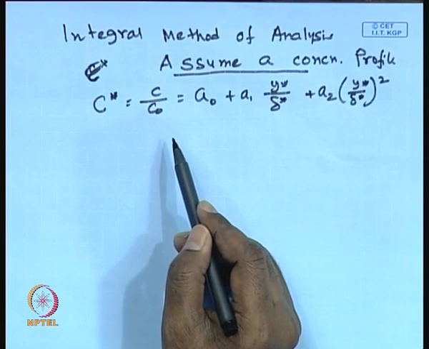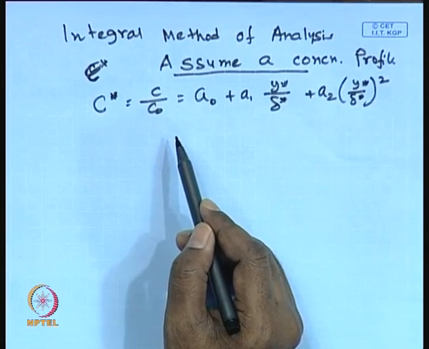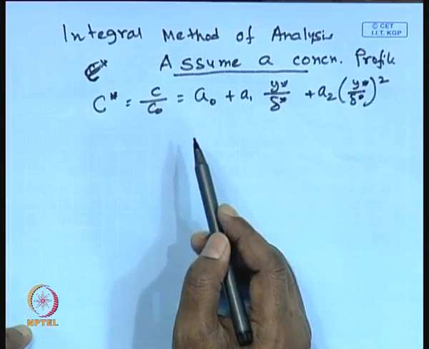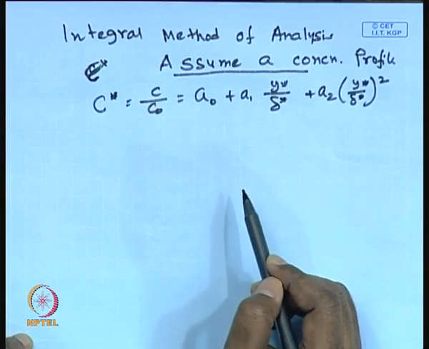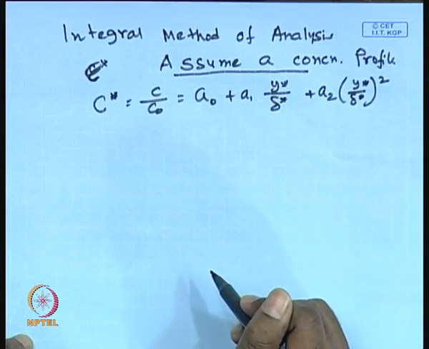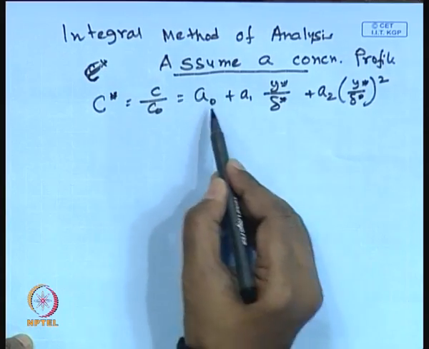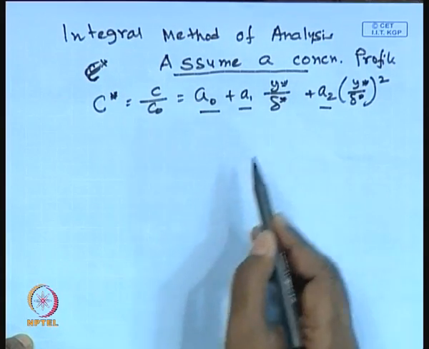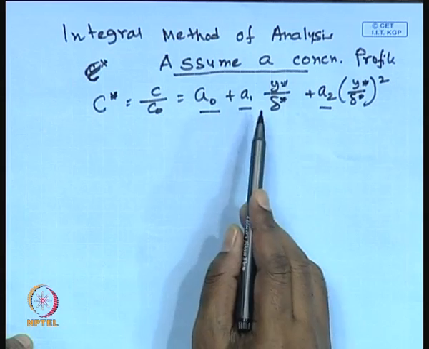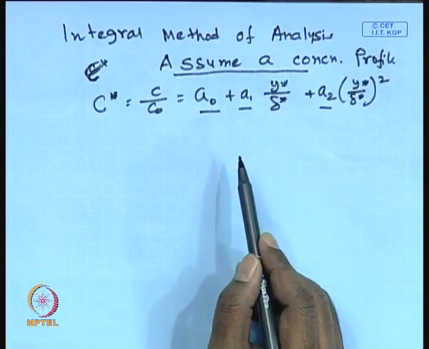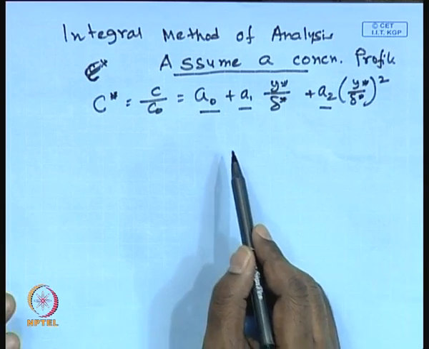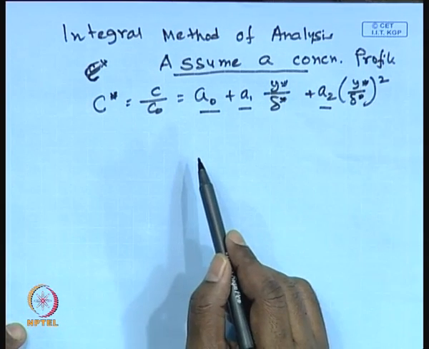But we can see later on that this really simulates the problem very nicely. And we assume a third order polynomial. Why not second order polynomial? Why not fourth order polynomial? Simply because... these coefficients are unknown coefficients. We are going to find out these coefficients a0, a1 and a2. Why third order polynomial? Because there are three conditions one can have that this concentration profile will satisfy.